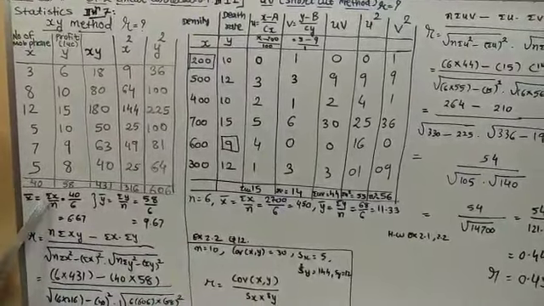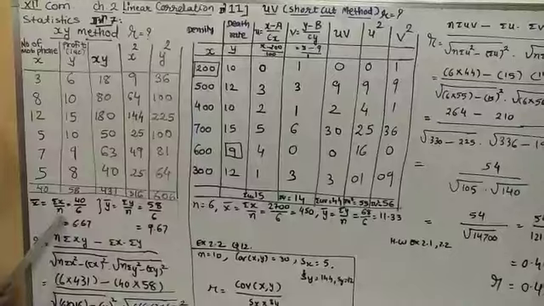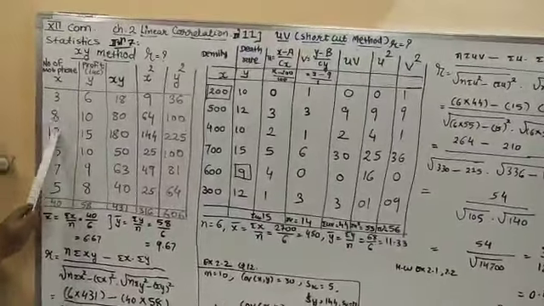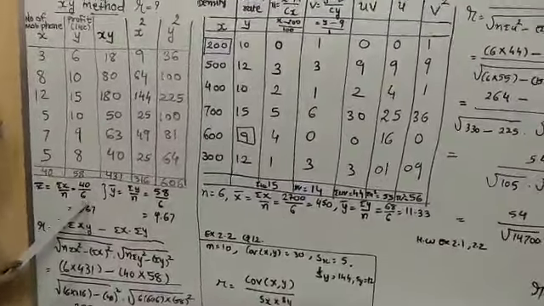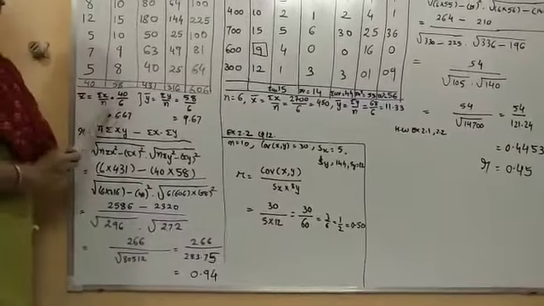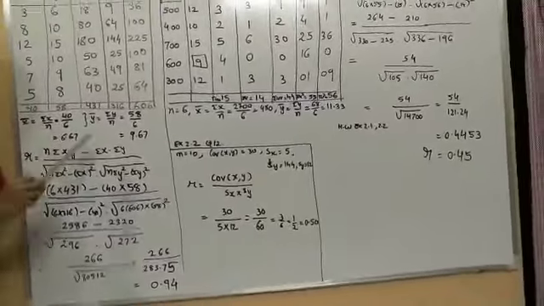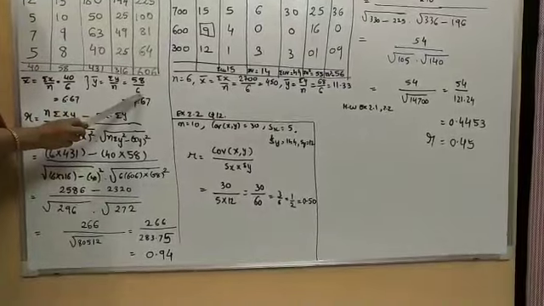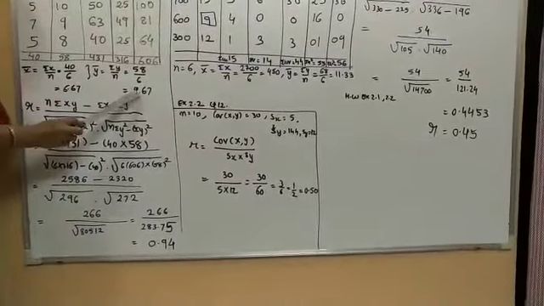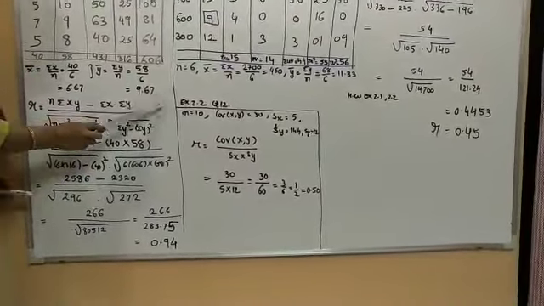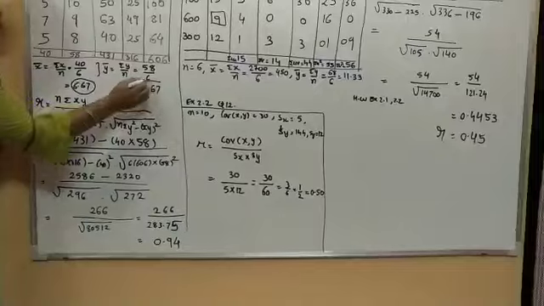X bar is equal to summation of X upon N. Summation of X means the total of this column, 40, divided by 6. 6 means 1, 2, 3, 4, 5, 6, the number of observations. So here I got the answer 6.67. Same way I am going to find Y bar. Second column summation 58 divided by number of items 6. Answer will be 9.67. So these are the 2 points where I have to judge which method to use.